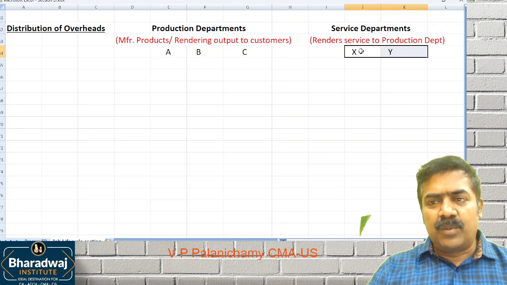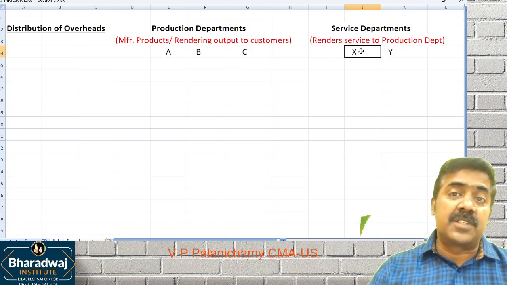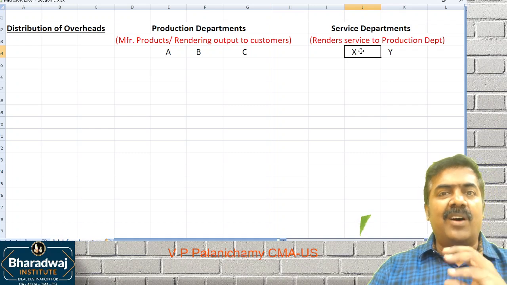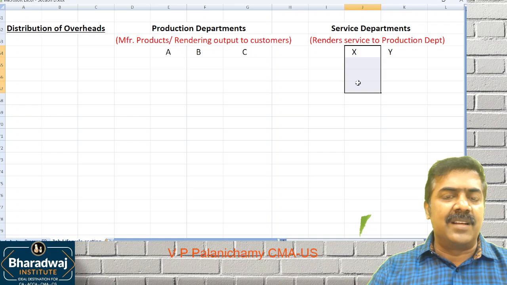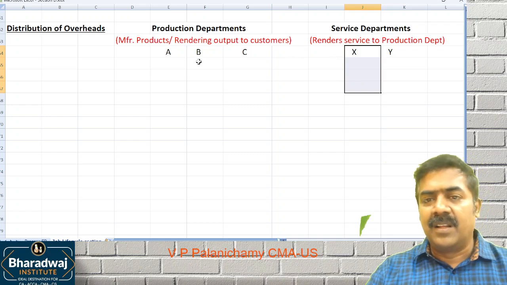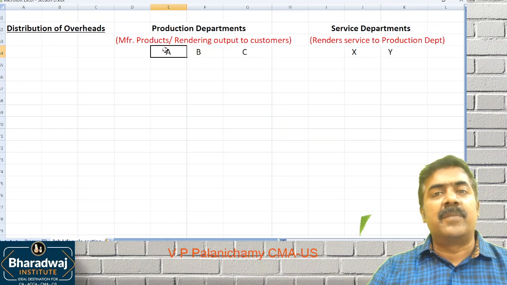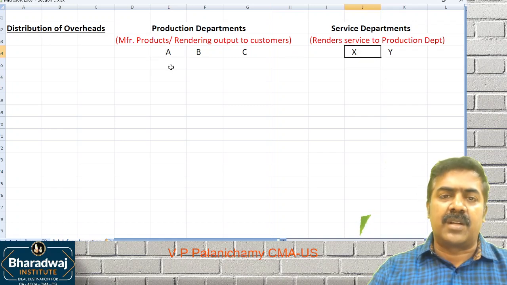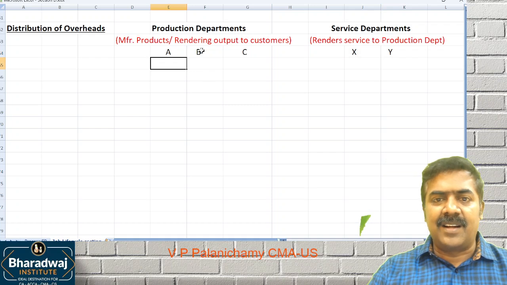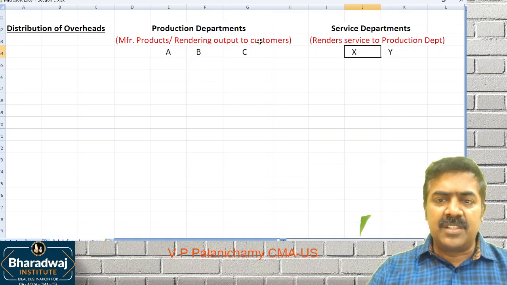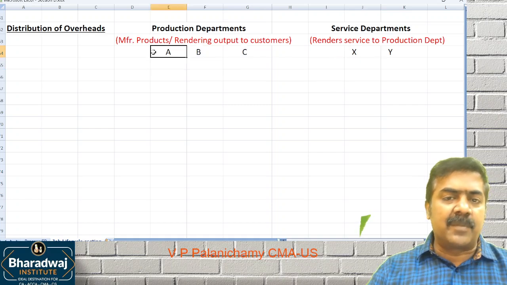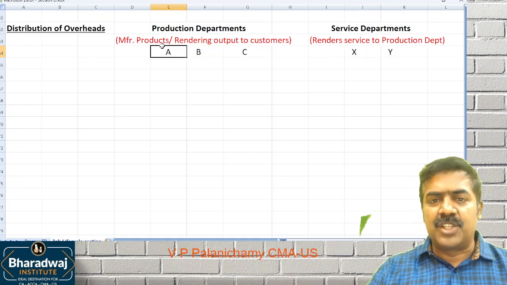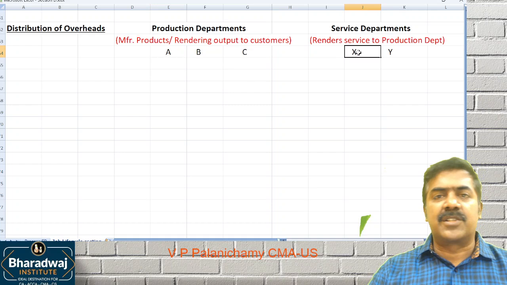X and Y, what is the department X? That is a stores department. What do you mean by stores department? Where all your direct and indirect materials are being stored. All your direct and indirect materials are stored in the stores department. So whenever department A requires, they will ask X to transfer the raw material, direct or indirect material. B also, C also. So X will render service to what? A, B, C. Whenever material is required, they will send it. Whenever indirect materials are required, they will send it. Whenever some consumables are required, they will send it. So X is like a stores department.